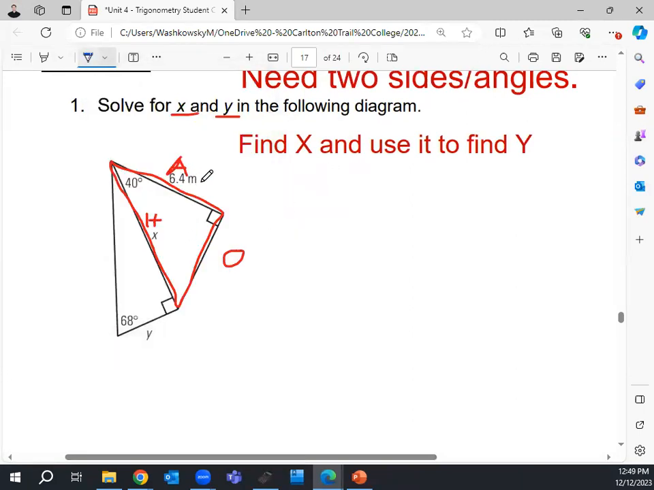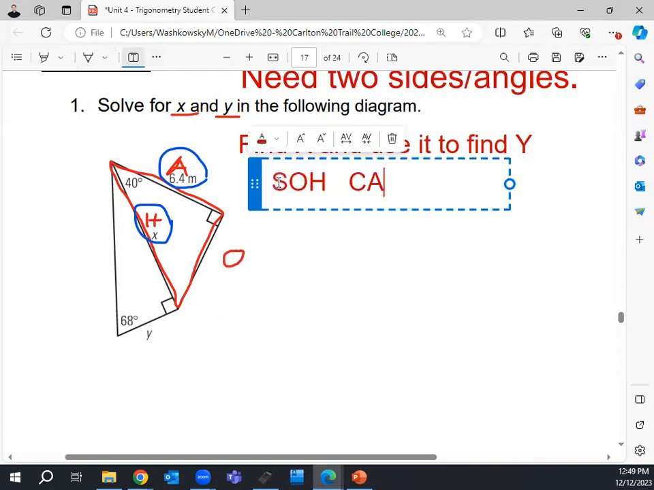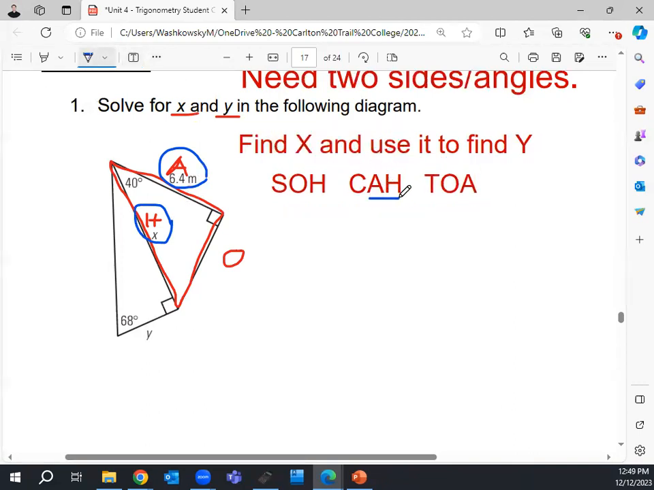Well, so which two sides? It's adjacent, and I'm trying to find the hypotenuse. So what do I have? I have A and H. So cosine. Yeah, I'm going to use cosine, right? Because it has that. You don't need to write the SOHCAHTOA down. I'm just doing this to kind of reference that.